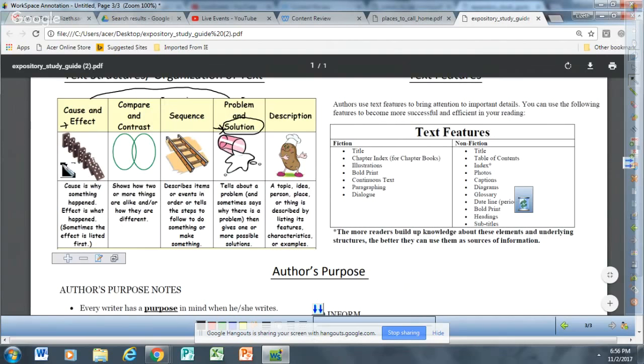So look at your diagrams as clues. There's one thing leading to another, leading to another, leading to another. Are we comparing something? Are we going step by step by step, or in chronological order with times? Is there a problem, and do I explain one or more of the possible solutions? And then of course here, is it a topic? Is it described? Am I telling you characteristics and giving you examples of that topic?